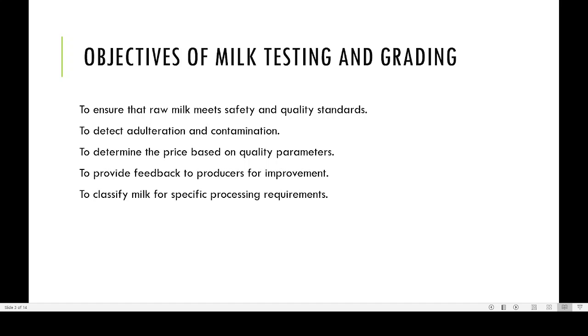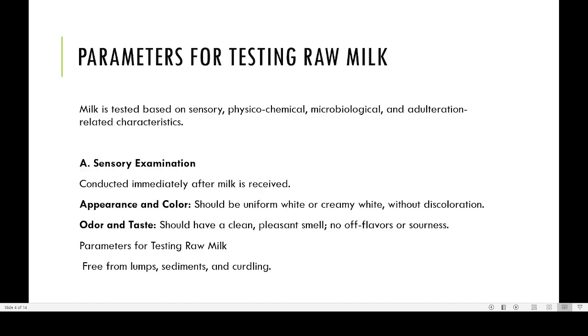And then to determine the price based on quality parameters. So quality of the milk, maybe how much amount of fat, how much amount of protein. All these should be checked properly to provide feedback to the producer for improvement. That is also an aim, to classify milk products into various categories. For example, sometimes we might be hearing low fat milk, high fat milk, rich milk. Rich milk means the fat has not been removed. So even Milma is selling different types of milk, low fat milk like that. So that is the category grading.